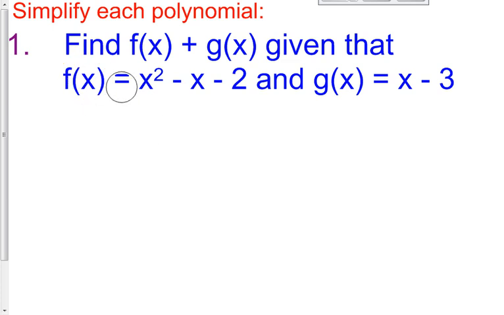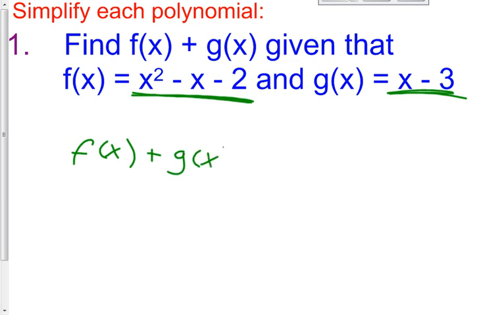These problems are really quite simple. Sometimes just the notation can really slip people up. So all we're saying is that if we're adding f of x plus g of x, we want to add what f of x equals, which is x squared minus x minus 2, plus whatever g of x equals, which is x minus 3. So f of x, this machine, plus this g of x machine, is going to equal the sum of x squared minus x minus 2 plus x minus 3.